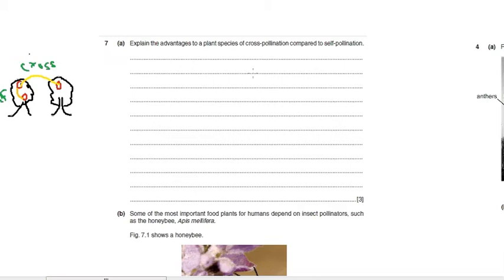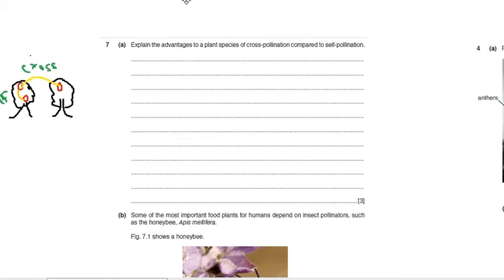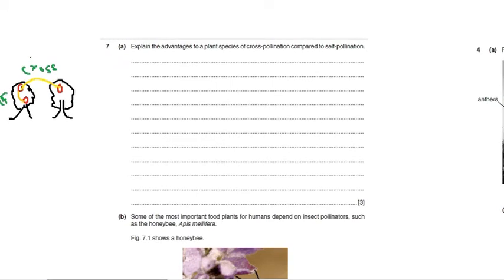Now here we have the next video in the series on pollination, and we will see what it says. It says: explain the advantages to a plant species of cross-pollination compared to self-pollination. So this is the same thing we said before, the hybrid vigor point. Okay, the hybrid vigor.